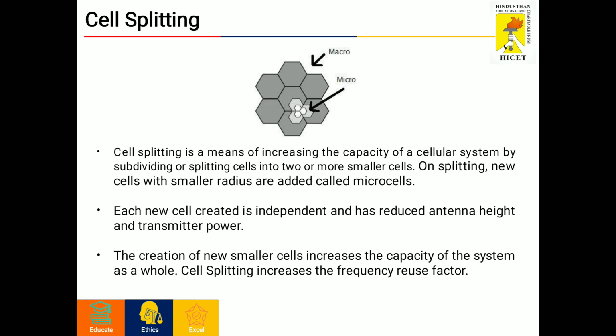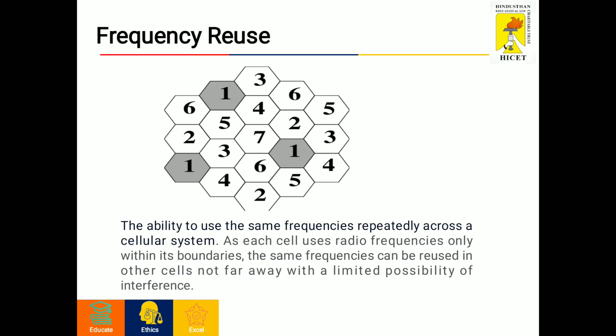Next, cell splitting is another concept. Cell splitting is a means of increasing the capacity of a cellular system by subdividing or splitting the cells into two or more smaller cells. On splitting, new cells with a smaller radius, called microcells, are added. So we have macrocells with a larger area and microcells with a smaller area. Each new cell created is independent and has a reduced antenna height and transmitted power. The creation of the new smaller cells increases the capacity of the system as a whole. Cell splitting also increases the frequency reuse factor.